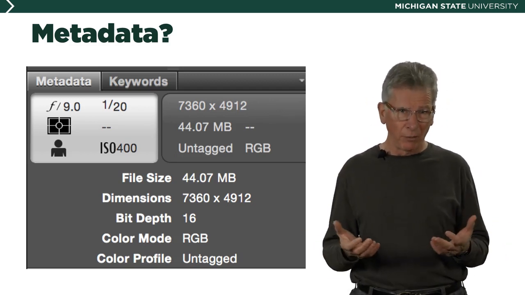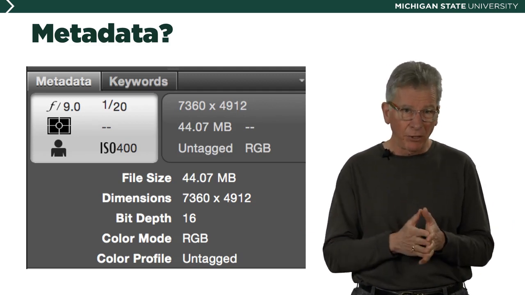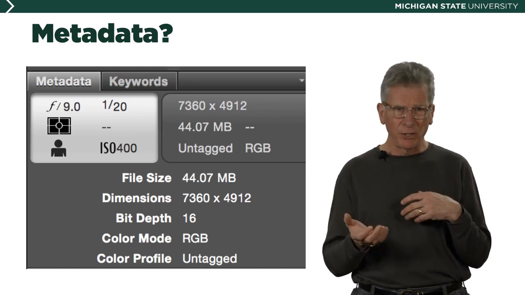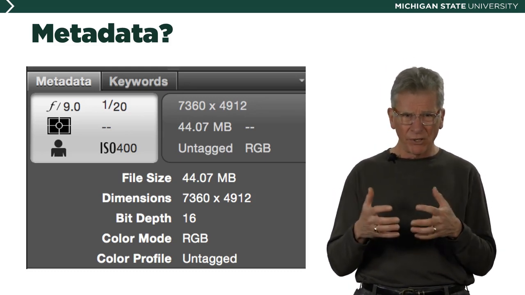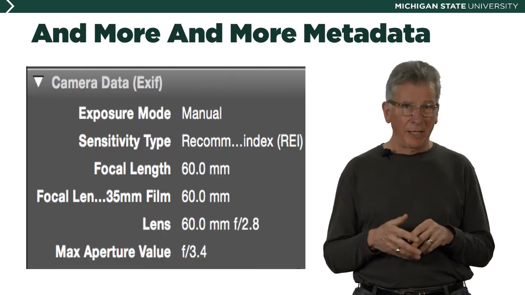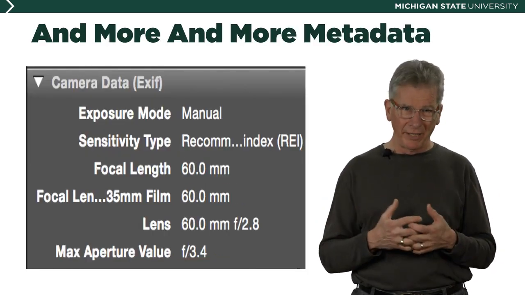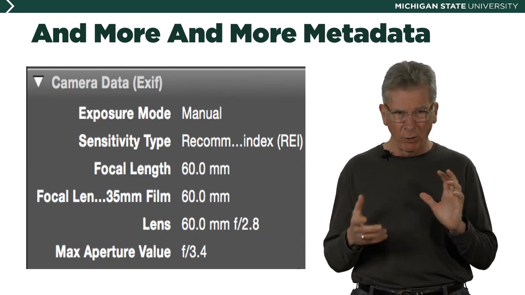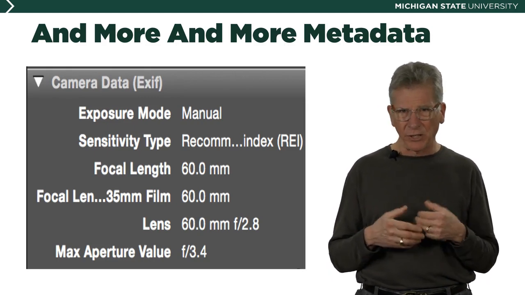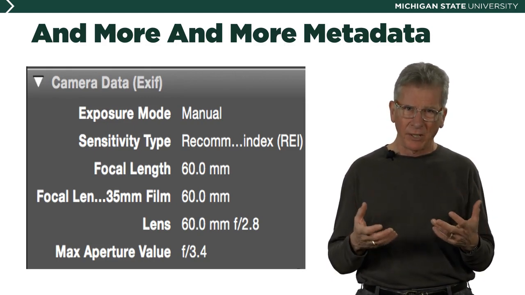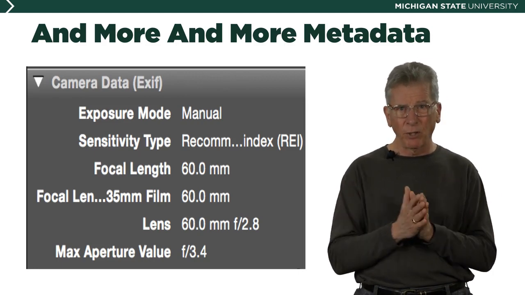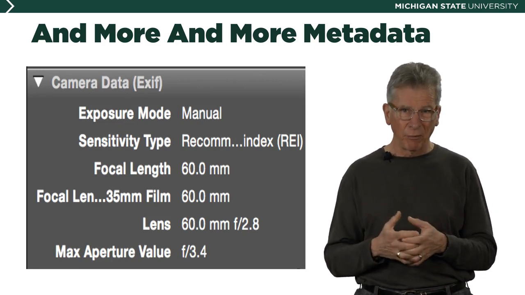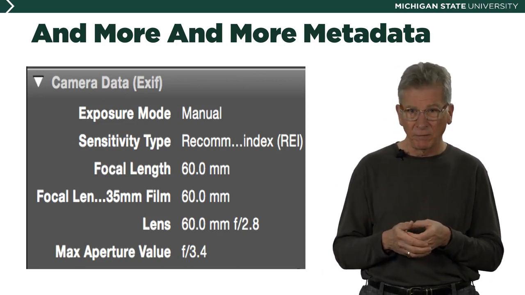Well, what might we find there? We might find the f-stop and the shutter speed. We might find the ISO. We might find the file size, the dimensions of the picture, the bit depth, all sorts of information. And we might find more and more metadata information. We can tell whether the picture was made on manual or automatic or program or aperture priority, things about the sensor, things about the lens. There's all sorts of information that can be recorded depending on the capabilities of your camera to give you that information, have it held there in that little sidecar.